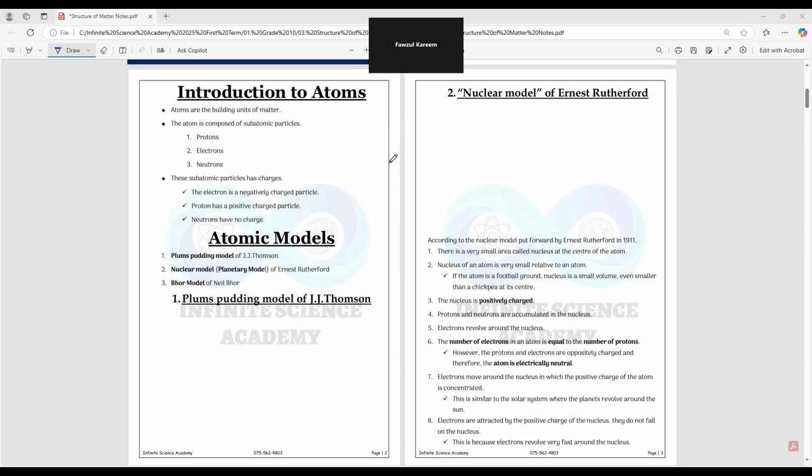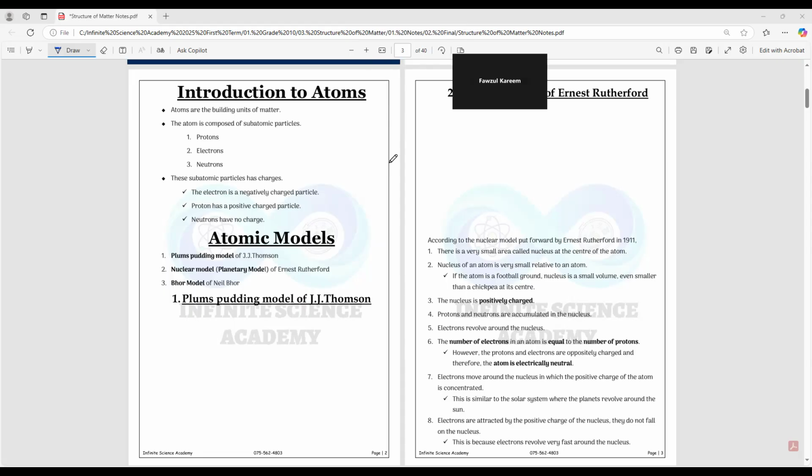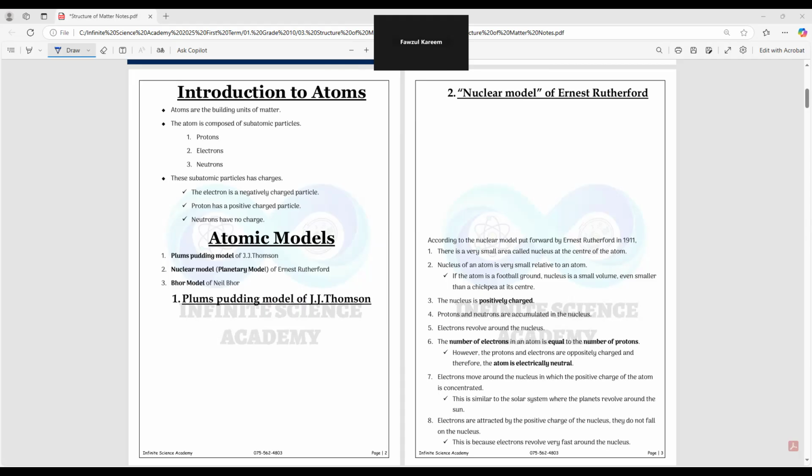Only 3 pages. Totally, we have 40 pages. Okay, not that hard. Very easy lesson. But there are more things to study and memorize.